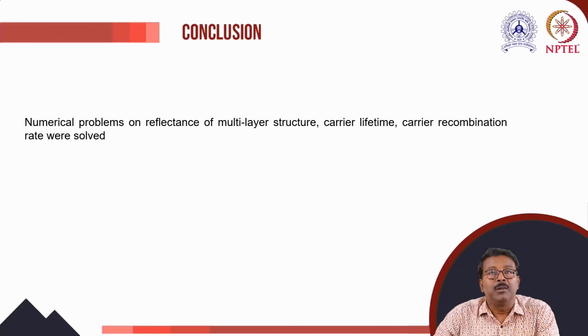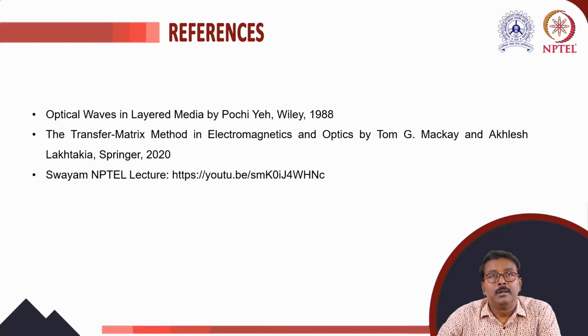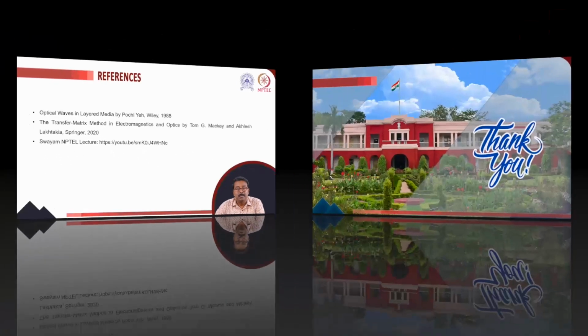So in this lecture, we have solved numerical problems, and we have shown how to calculate the characteristic matrix to find out the reflectivity and transmissivity of a multilayer structure. We have also shown by numerical problem how the minority carrier lifetime drastically reduces with increasing defect density. These are the references. Thank you.